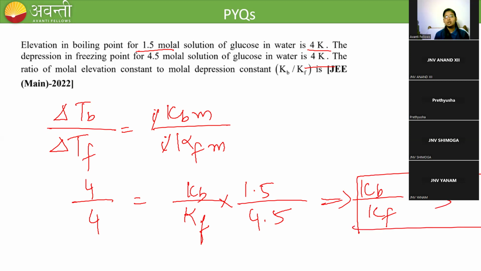The ratio of molar elevation constant to molar depression constant, Kb by Kf, is 3. Here I have related the delta Tb and Kb formula. That's all. Now these are the JEE Mains questions.